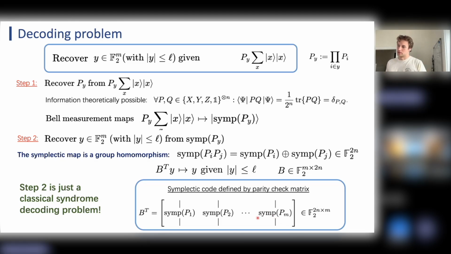And by the way, if your Hamiltonian is diagonal, so it only contains Z terms, then only the first n bits of the symplectic representation are non-zero, right? All the x parts are 0. So then you can just truncate this matrix and get an n by m matrix, and that's exactly the same matrix as you get in DQI. So again, we give a strict generalization of DQI.